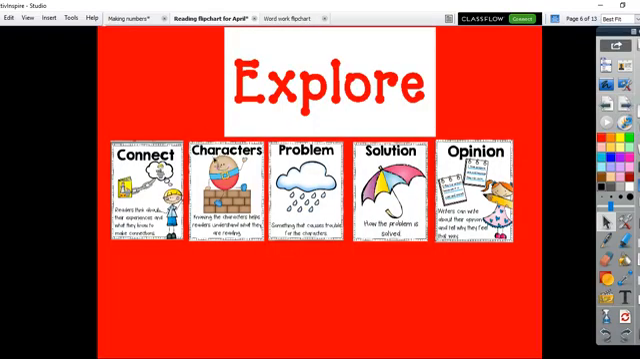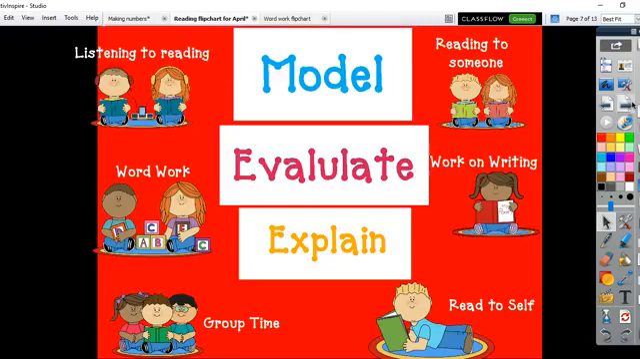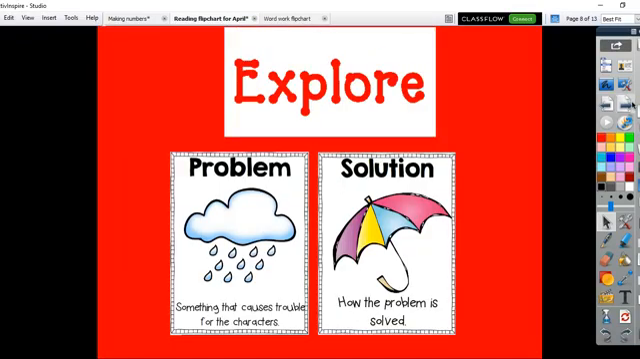We have connected, we've looked at the characters, and today we're going to be looking at the problem and the solution. And we did an opinion yesterday as well, but we're going to do some problem and solution work today. A problem is something that causes trouble for the characters. So we're going to look in Pigeon Finds a Hot Dog. What was his problem? And then the solution is how the problem was solved.